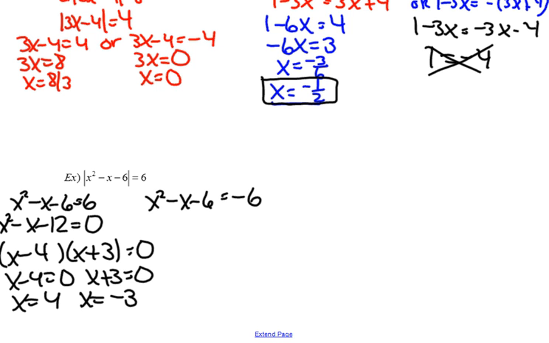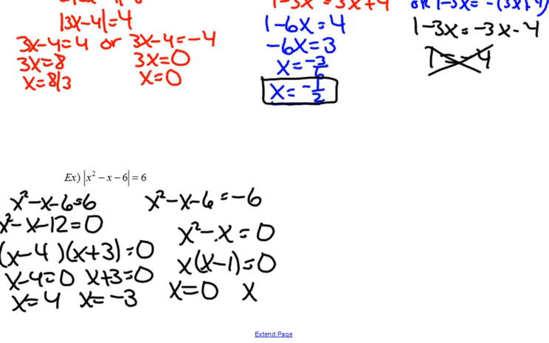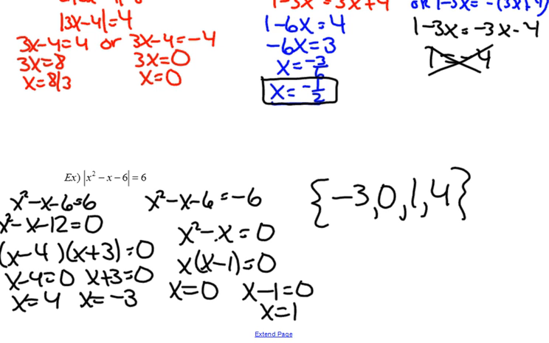Okay, other equation, add 6. Now, keep in mind, this is not a difference of two squares problem, but I can take a greatest common factor of x out. Now this makes it very simple. x equal to 0 and x equal to 1. So my solutions then, I have -3, 0, 1, and 4.